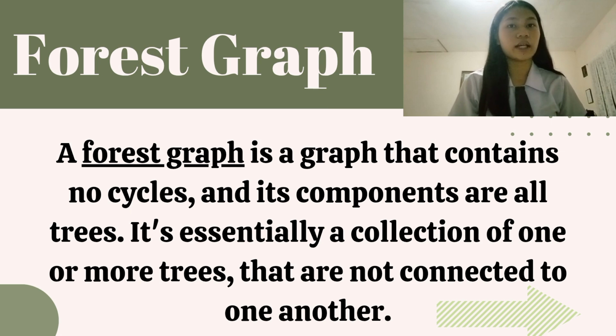A forest is a type of graph that is an undirected acyclic graph, meaning it has no cycles. It is a collection of one or more disjoint trees where each connected component is a tree. This is why it is called a forest. It's a group of individual trees that are not connected to one another.